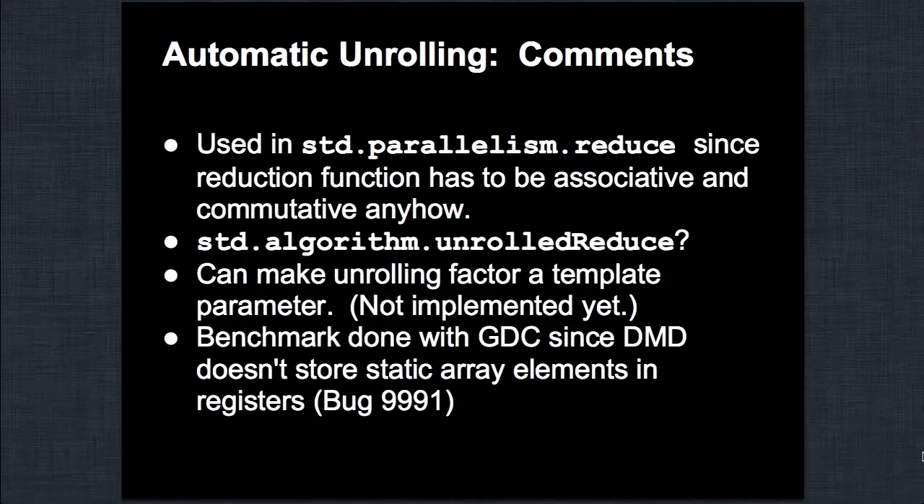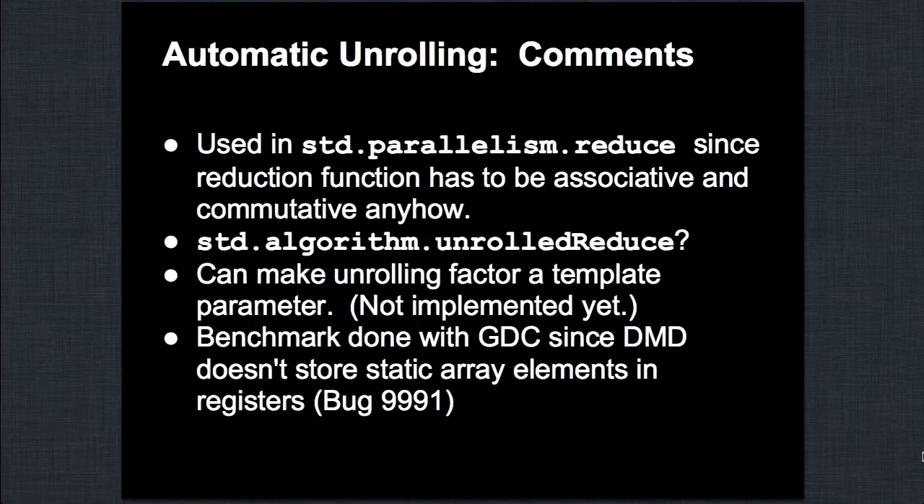And the other thing that came to mind while I was making these slides was, why isn't the unrolling factor templated, in standard.parallelism and in the hypothetical standard.algorithm.unrolledReduce? It seems like a pretty useful thing to template, so you can figure out for each individual reduction function by trial and error what the unrolling factor should be that leads to the most efficient performance. Of course, that would require static iota, but that's not hard to implement.